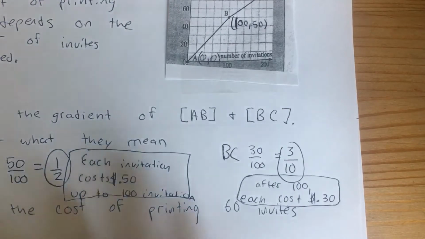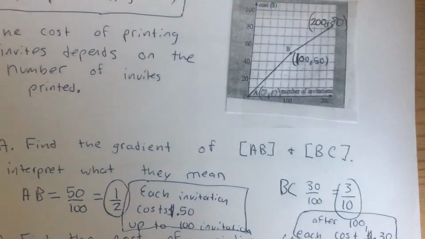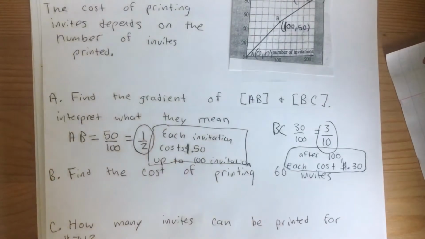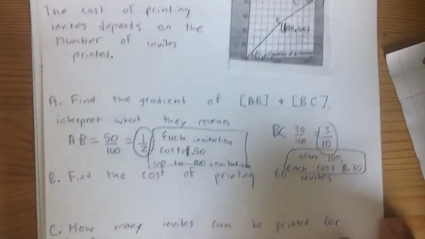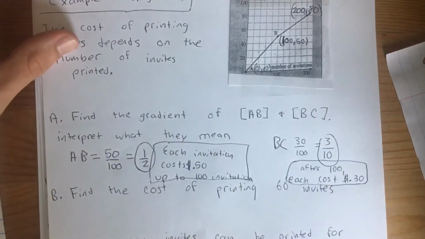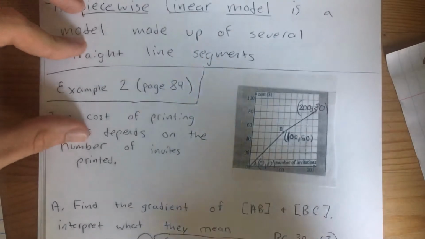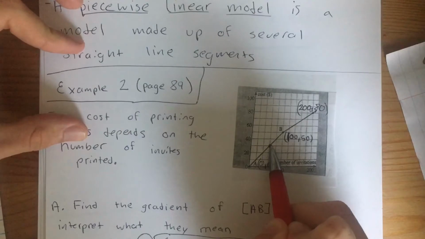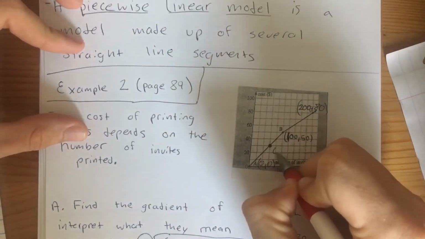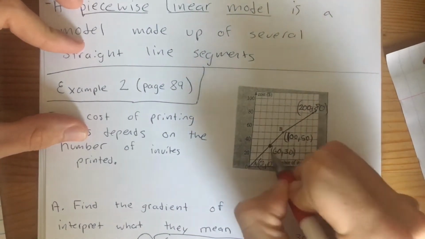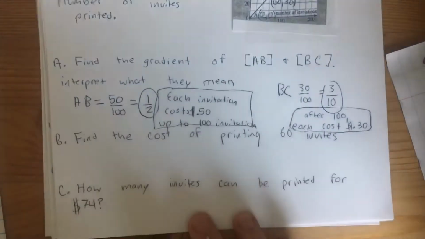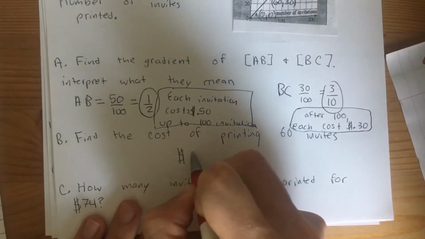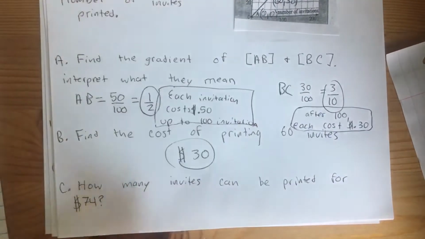We can also use this model to do a couple of other things. The next thing we want to find is the cost of printing 60 invites. We can just use the graph here. It appears that it is going by 20s: 20, 40, 60. If we put a coordinate right there, that gives us the coordinate 60, 30. So the cost of printing 60 invites is going to be $30.